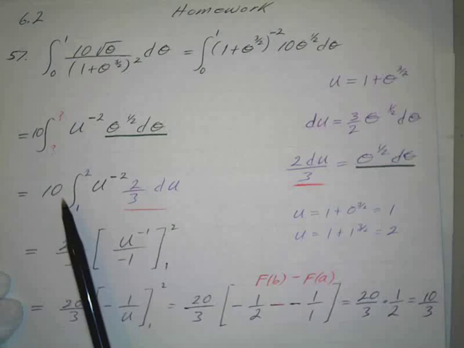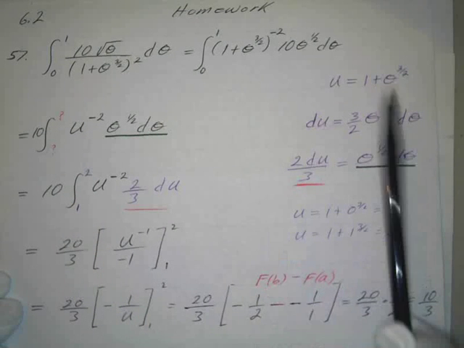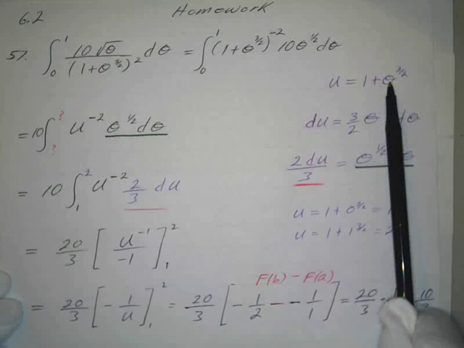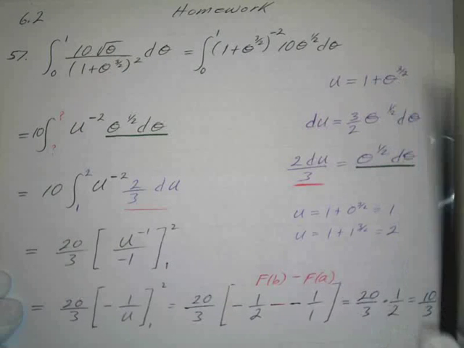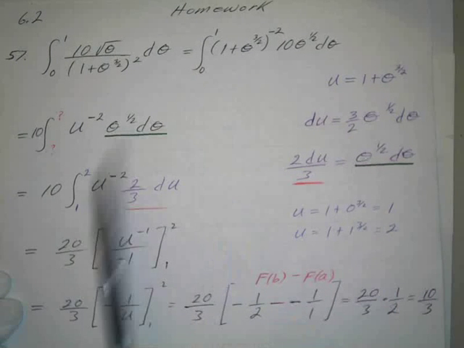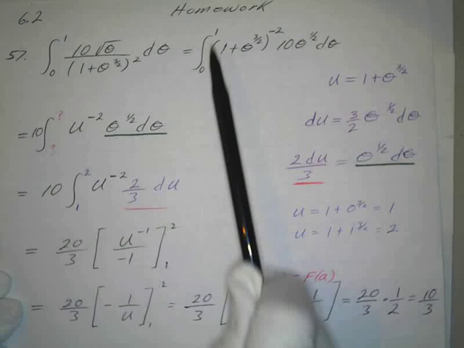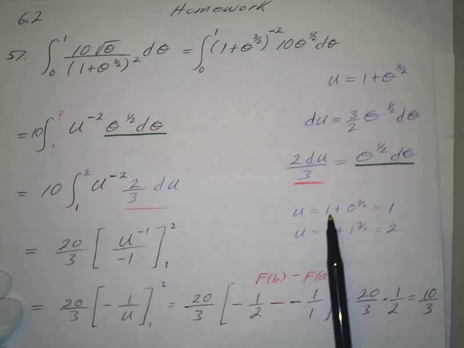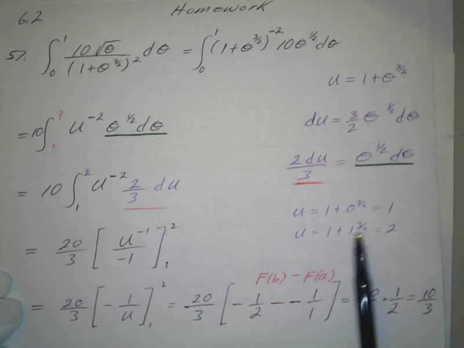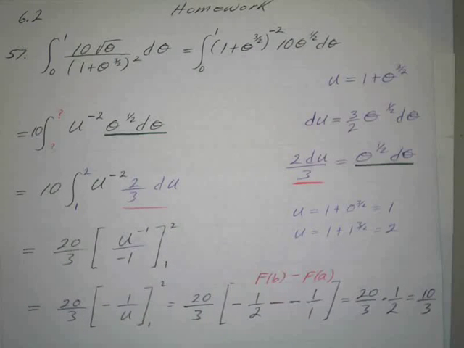Now, how do I get my 1 to 2? Pardon me, I forgot to mention that. I have to change my limits. When theta is 0, 1 plus 0 to the 3/2 is just 1. So that becomes 1. And then when theta is 1, 1 plus 1 to the 3/2, and 1 to the 3/2 is 1, so 1 plus 1 is 2, so that just becomes 2. So that's how I get mine. I have to change my limits of integration. Okay?